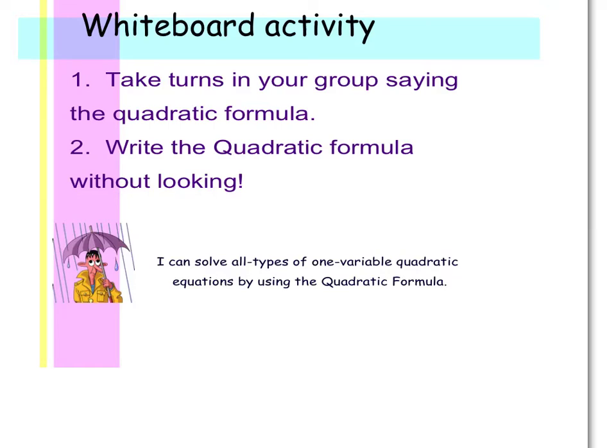All right, quadratic formula. The quadratic formula is just easier to use if you have it memorized. And besides that, it makes you look smart. You need to be able to say it and you need to be able to write it. It's one of those things that I'm expecting you to memorize.